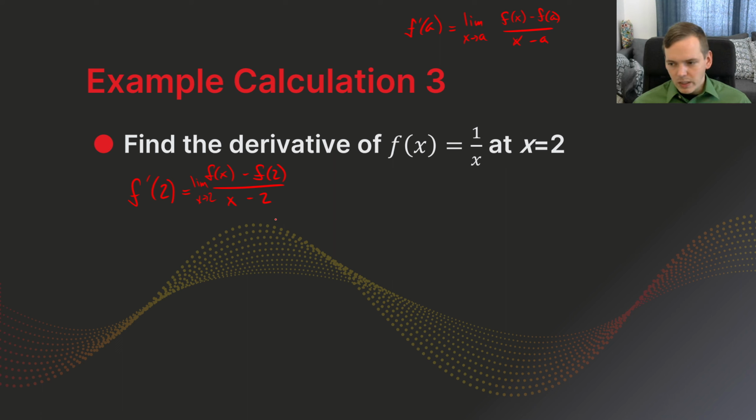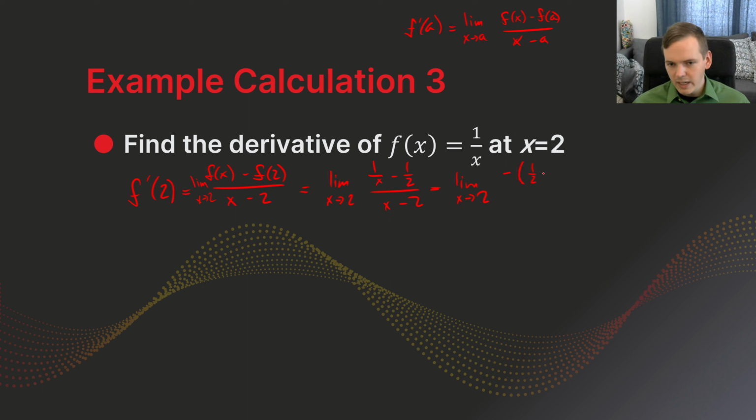Now what we need to do is plug in our function. So this will be limit as x approaches 2 of 1 over x minus 1 over 2 over x minus 2. And this we can kind of just start doing some simplification. Again, it's all about just finding some clever math for how you simplify this. And so in this case, I'm going to reverse them and I'm going to factor out a 2 on the bottom. The reasons why will become clear in a minute.